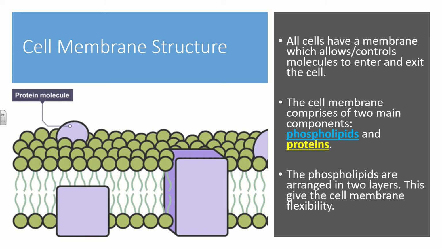The phospholipids are arranged in a double layer with proteins interspersed throughout. So you can see that in this diagram. There are 2 layers of the phospholipids, and then the purple proteins can either sit within one layer or travel right through both of them.